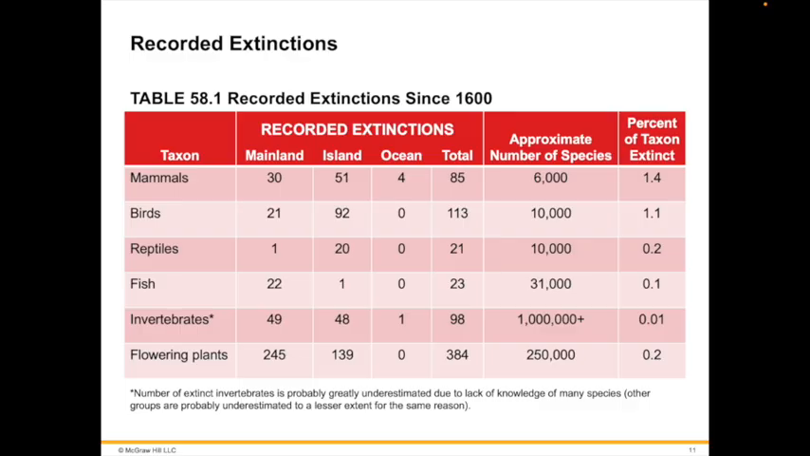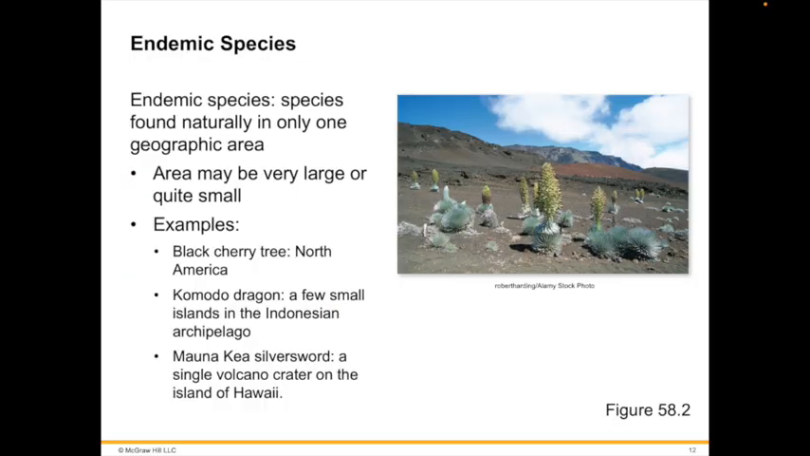each live in a single volcano crater on the island of Hawaii. Isolated geographic areas such as oceanic islands, lakes, and mountain peaks often have high percentages of endemic species, many in significant danger of extinction.